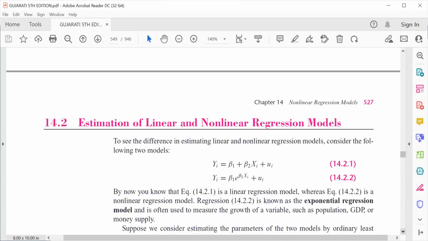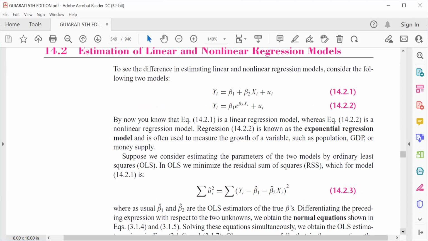To see the difference in estimating linear and nonlinear regression models, consider the following models, 14.2.1 and 14.2.2. Equation 14.2.1 is a linear regression model because the parameters are to the power 1. Meanwhile, equation 14.2.2 is a nonlinear regression model because we have here an exponential regression model, beta 1 times e to the power beta 2 x. This model is actually a growth model. It is commonly used to calculate the growth rate, for example, GDP or population growth rate.